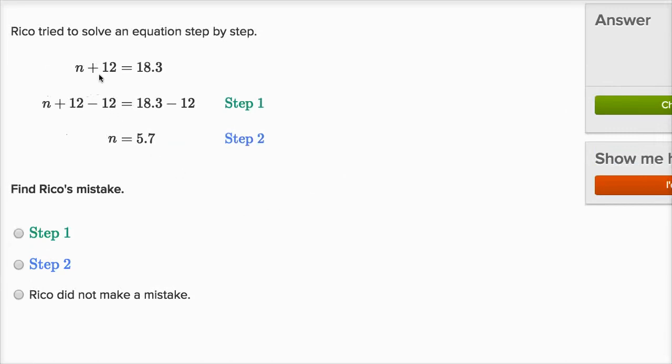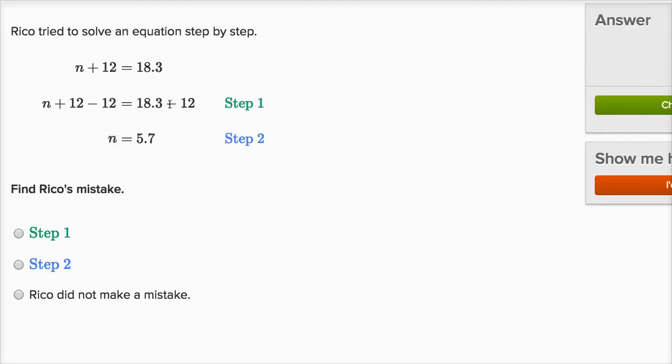All right, n plus 12 is equal to 18.3. All right, so over here you had n plus 12, and then Rico subtracts 12. So if he subtracts 12 from the left-hand side, he needs to subtract 12 from the right-hand side. And it looks like he does that. He had 18.3 and he subtracts 12. So he subtracts 12 from both sides. So the left-hand side is now n plus 12 minus 12. It was just n, which is why he subtracted 12. So you're just left with an n on the left-hand side.